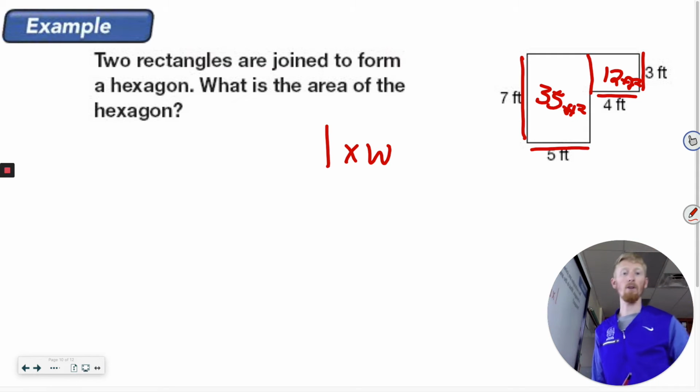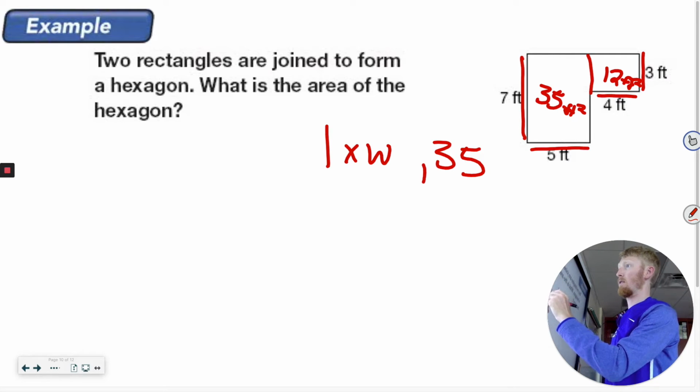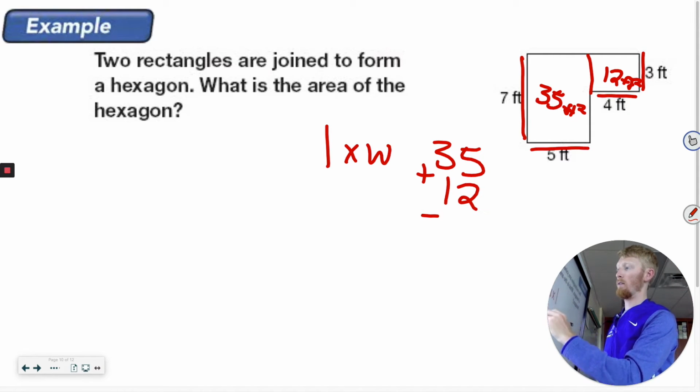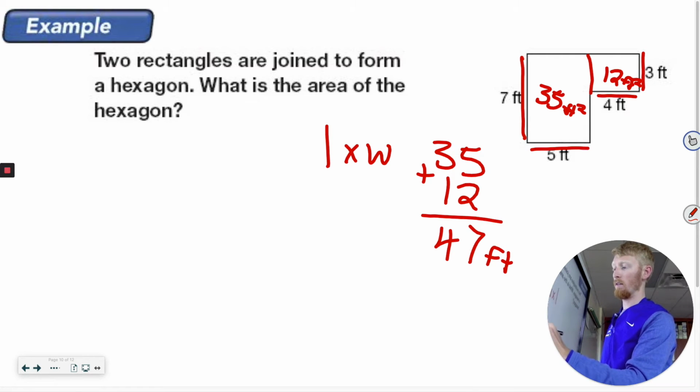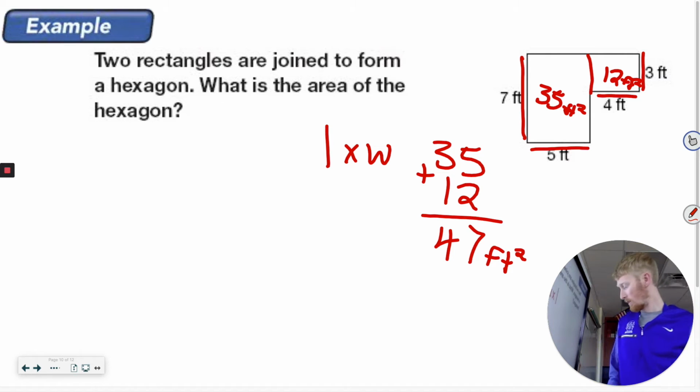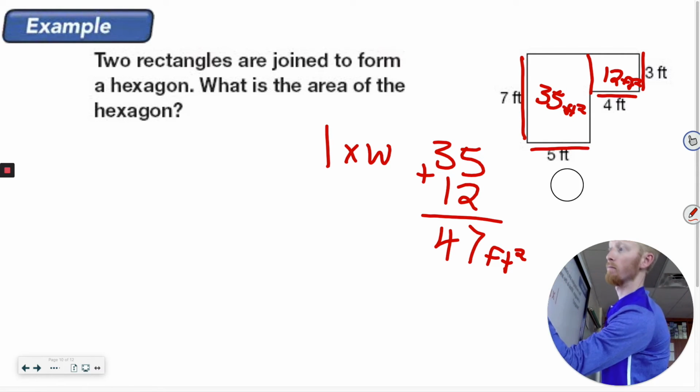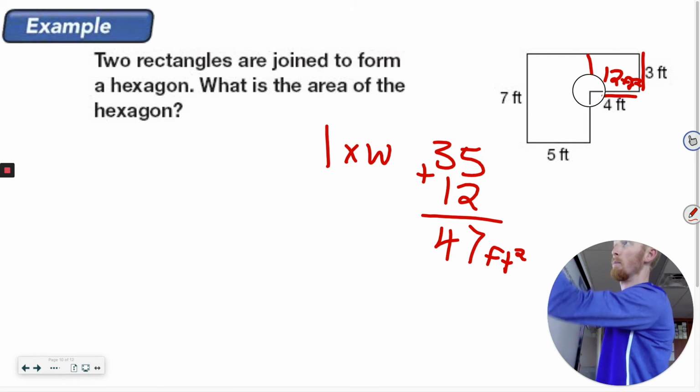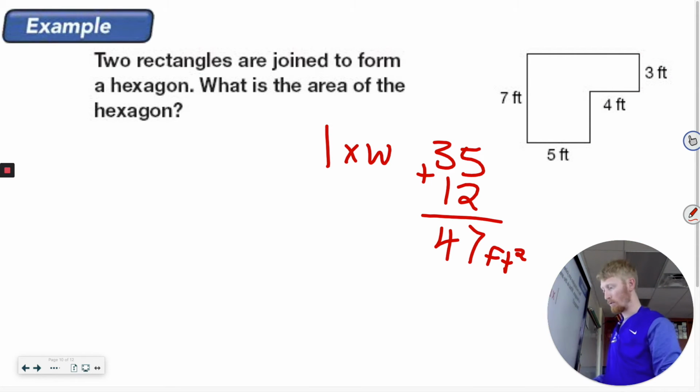And then I just add those two up to find my total area of this hexagon. So 35 plus 12 gives me 47 feet squared. 47 square feet for the area. Now that's not the only way you could have solved this one. You could split it up a different way if you wanted to.